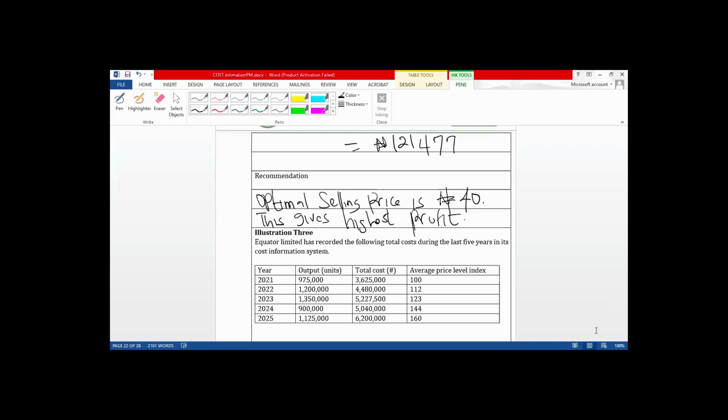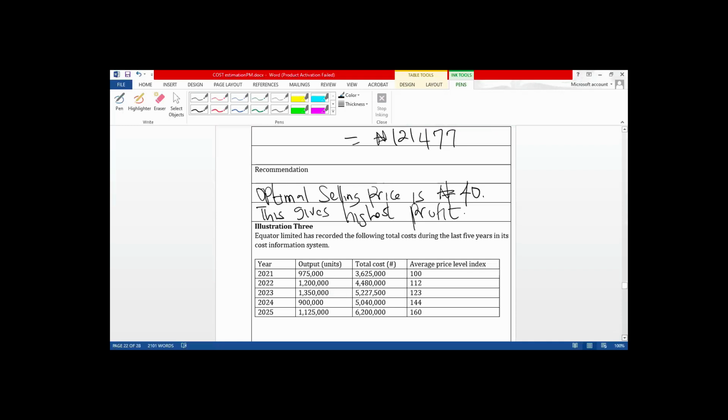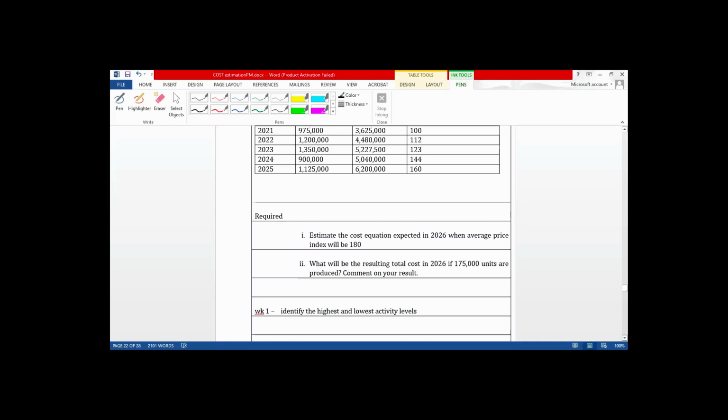Now let's go to the requirements. Examiner says estimate the cost equation expected in 2026 when the average price level index will be 180.